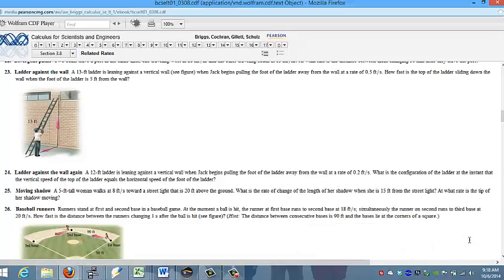Here I go. So the moving shadow problem says we have a woman that's 5 feet tall, not particularly tall, and she's walking at a certain speed toward a street light that is 20 feet above the ground. It says, find the rate of change of the length of her shadow at a certain time. And then it says, at what rate is the tip of her shadow moving?